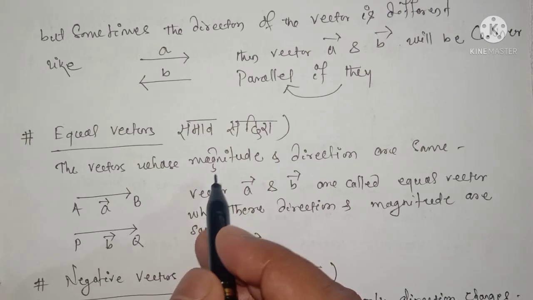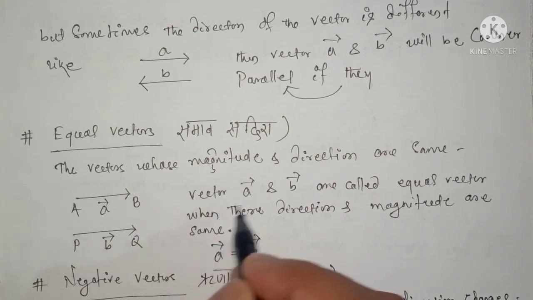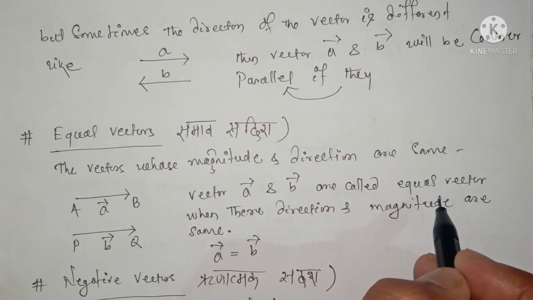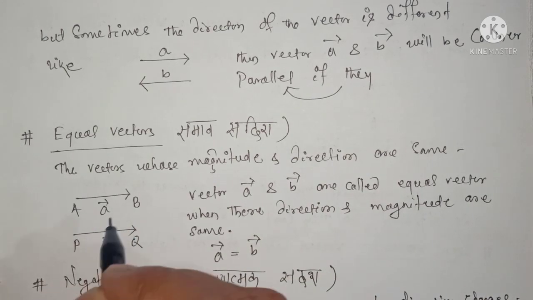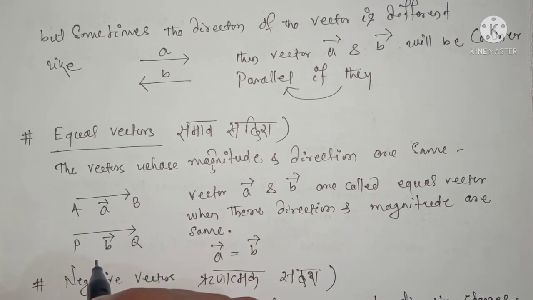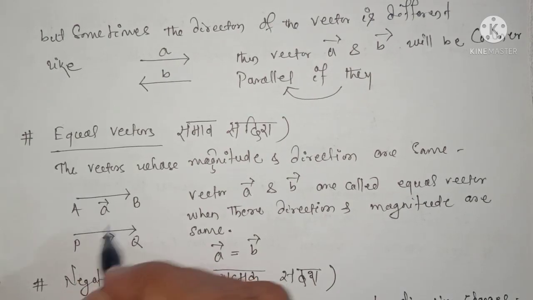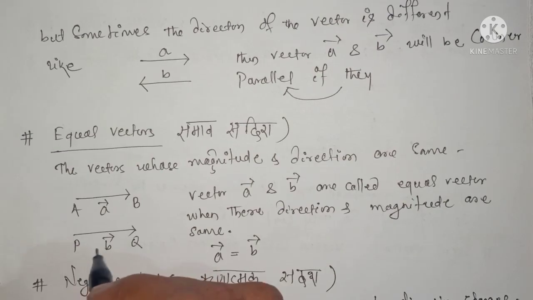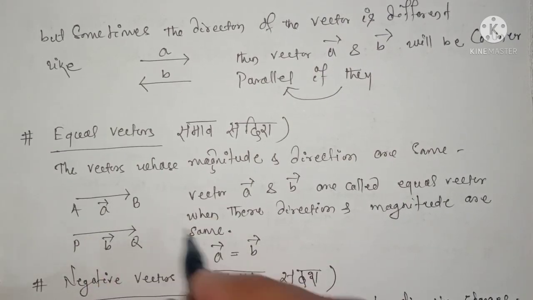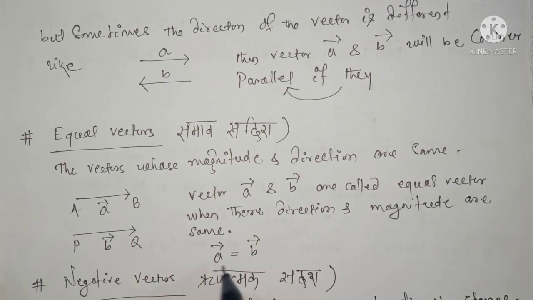Equal vectors. When two vectors are equal, that means the two vectors have the same magnitude and the same direction. If I take an example here, vector A and vector B, both vectors have the same magnitude and the same direction. So we can say vector A is equal to vector B, and these are called equal vectors.